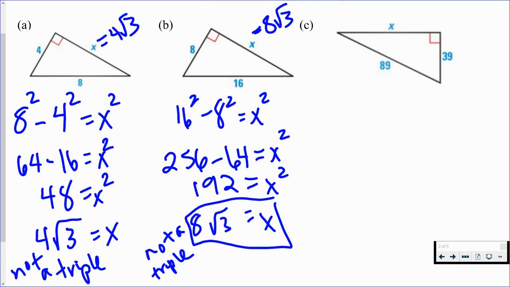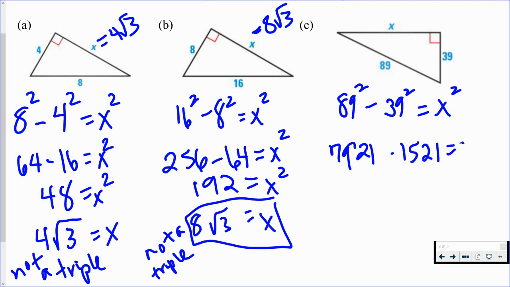All right, let's take a look at the last one here. We're solving for a leg again. So we could take 89 squared minus 39 squared equals x squared. These I wouldn't necessarily expect you to know. 89 squared is a big old 7,921. 39 squared is 1,521. That's going to equal x squared.